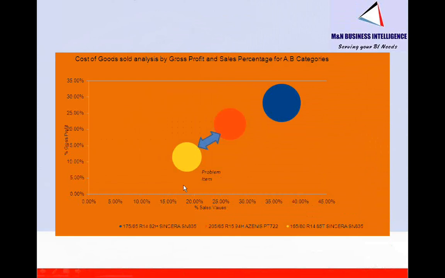So what we did was we drilled down to the items for category A and B. So this is coming from category B, and these two are from category A. And we looked at the same graph, percentage sales value and percentage gross profit. And as you can see that the cost of goods sold should actually increase as we go up. But the width of these two circles is the same. So that means this gives an intuitive feeling that could be a problem item.